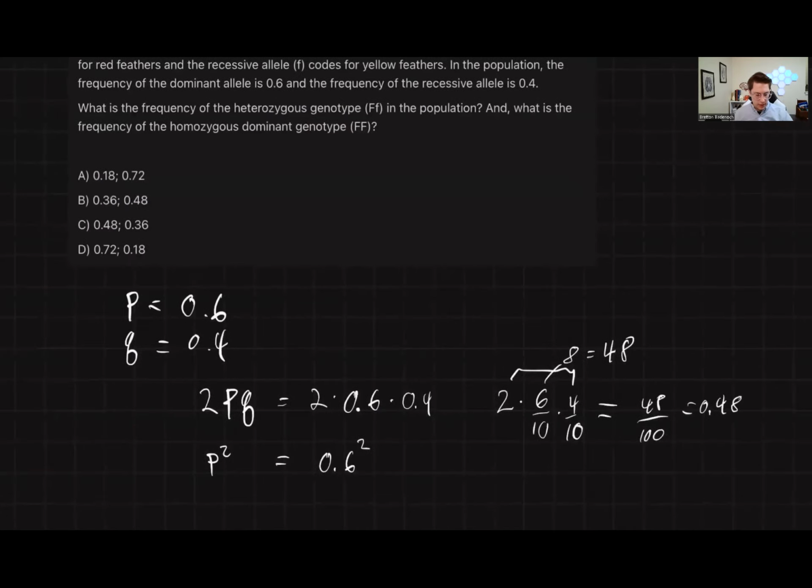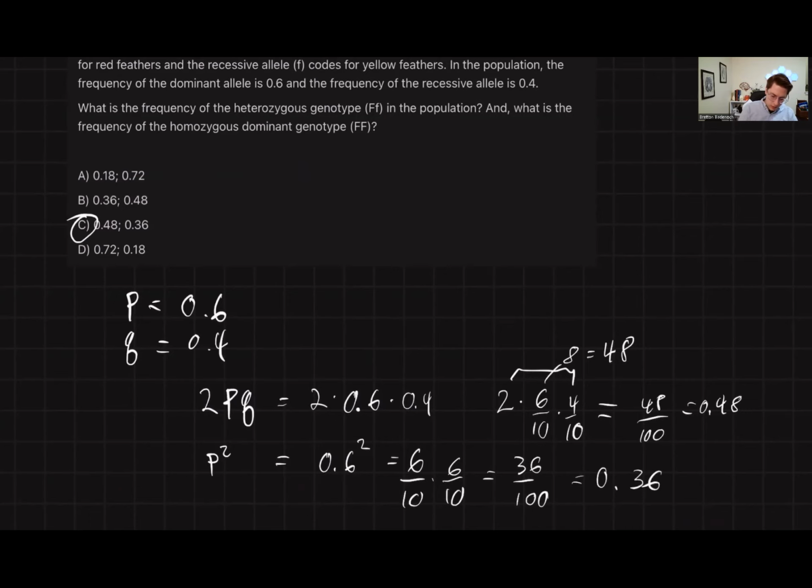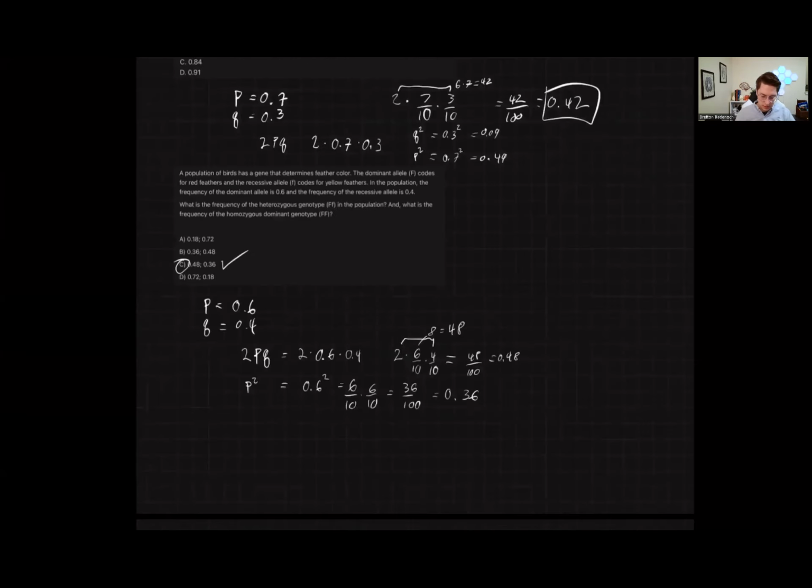After solving for heterozygous, let's check to see if we're done. Luckily, we can. It's answer choice C because that's the only one that starts with 0.48. However, let's just double check for the sake of practice with p squared. So if we take 0.6, again, this is 6 over 10 times 6 over 10, same as 36 over 100, or 0.36, which does match up. So we can be confident that our answer choice is C.